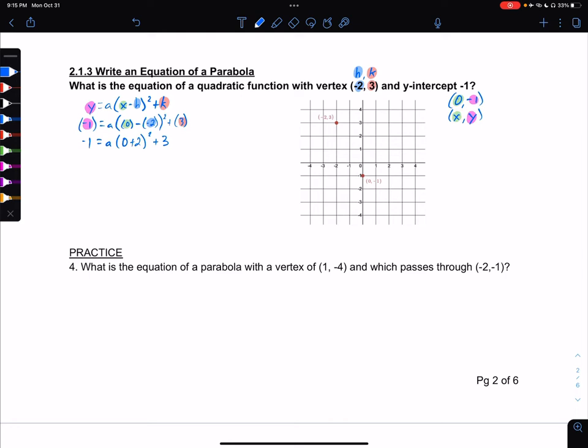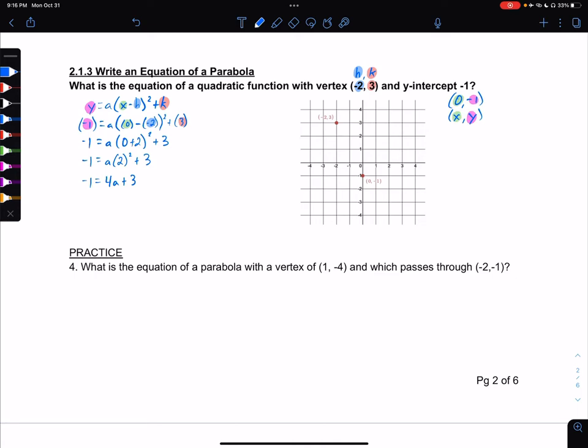So now we go about solving for a. So -1 is equal to a times, I can add 0 plus 2 to get 2. I then would look to do 2 squared. 2 squared is 4. Instead of a4, I'm going to write 4a. And then we can work on solving for the a value.